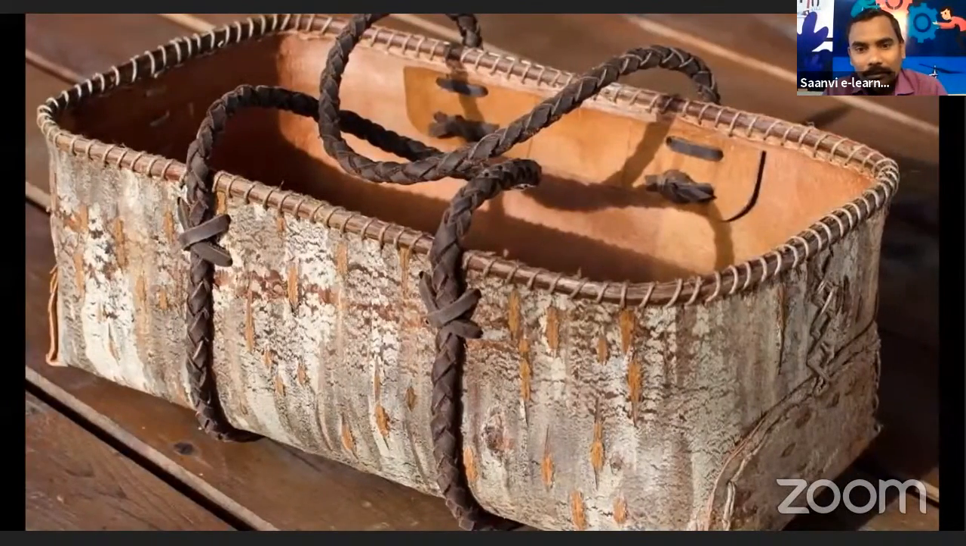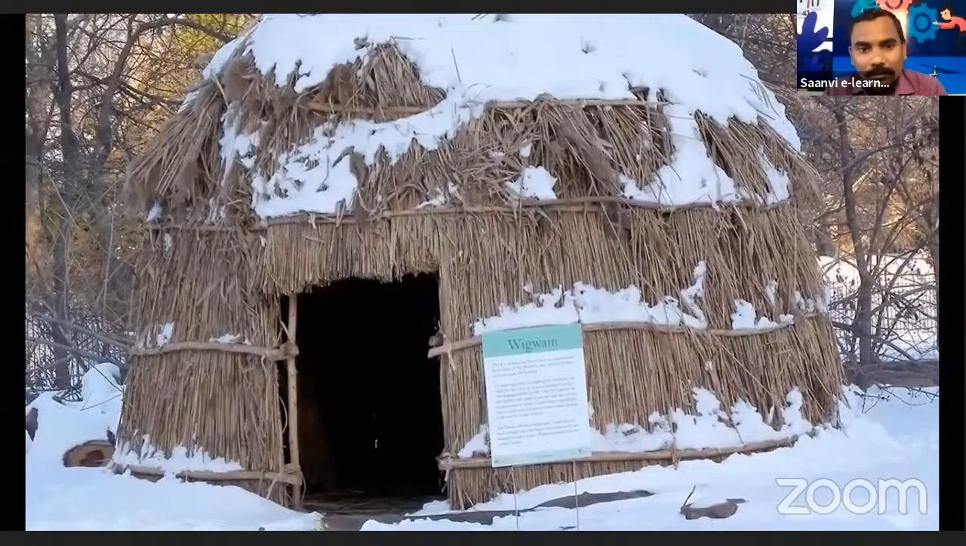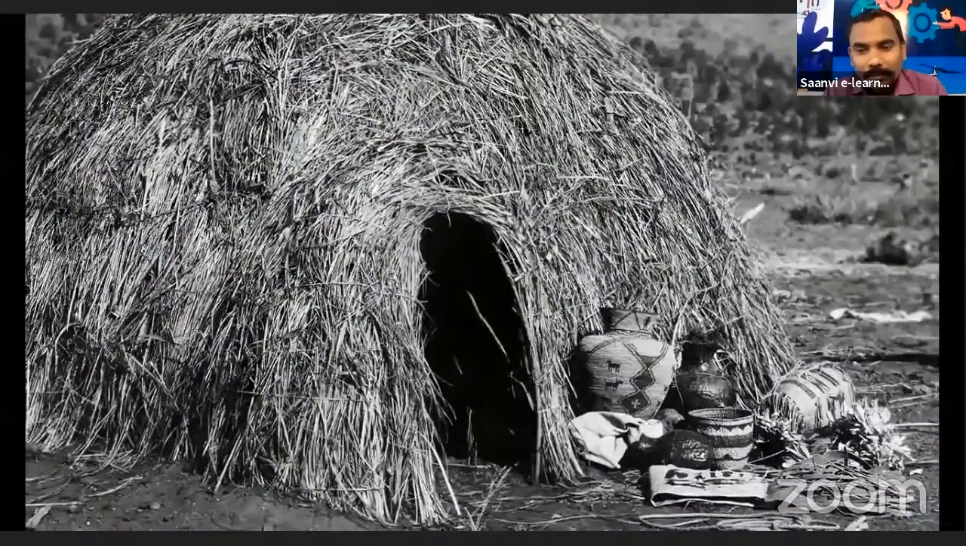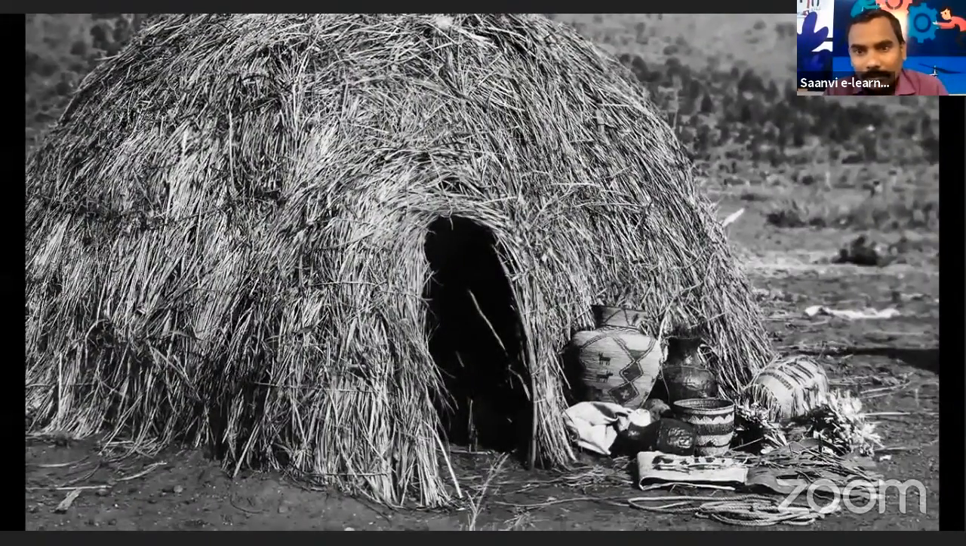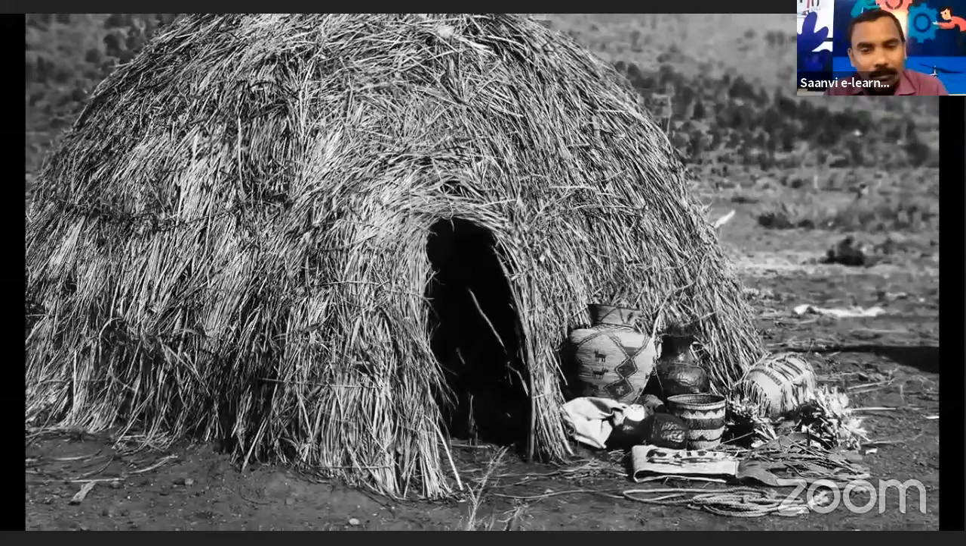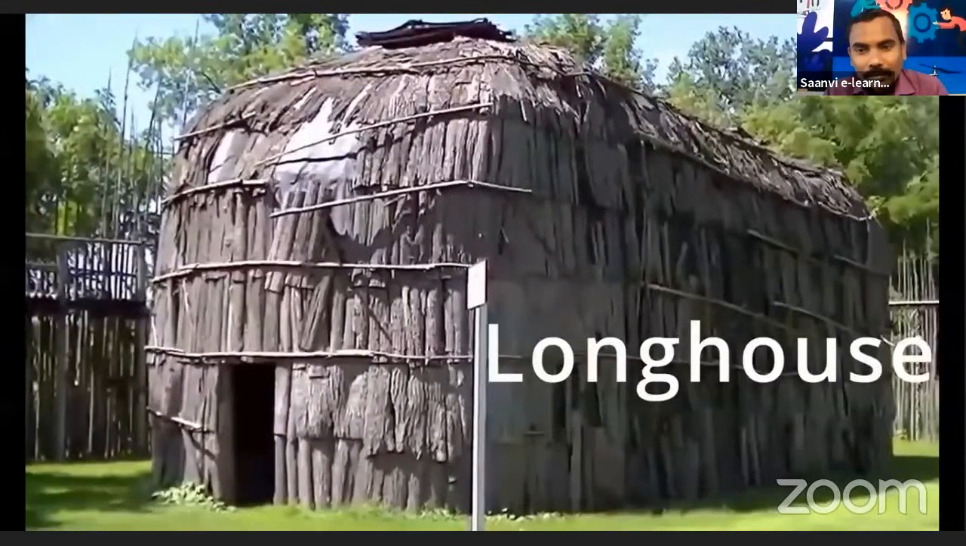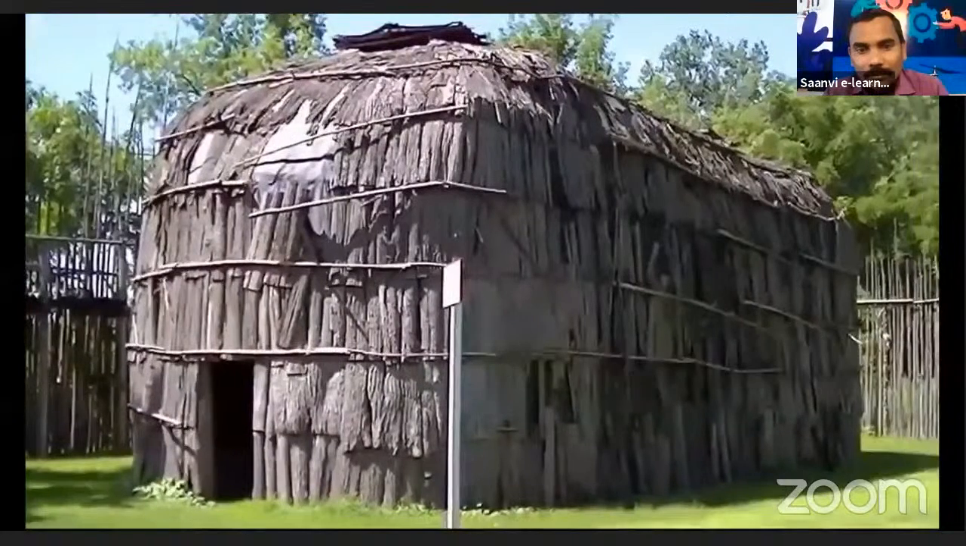A wigwam was more rounded than a teepee. Some wigwams were covered with grass. Those were called grass houses. Grass houses were much larger than a wigwam. A longhouse was a permanent home. Unlike the teepee, it was not moved from place to place.